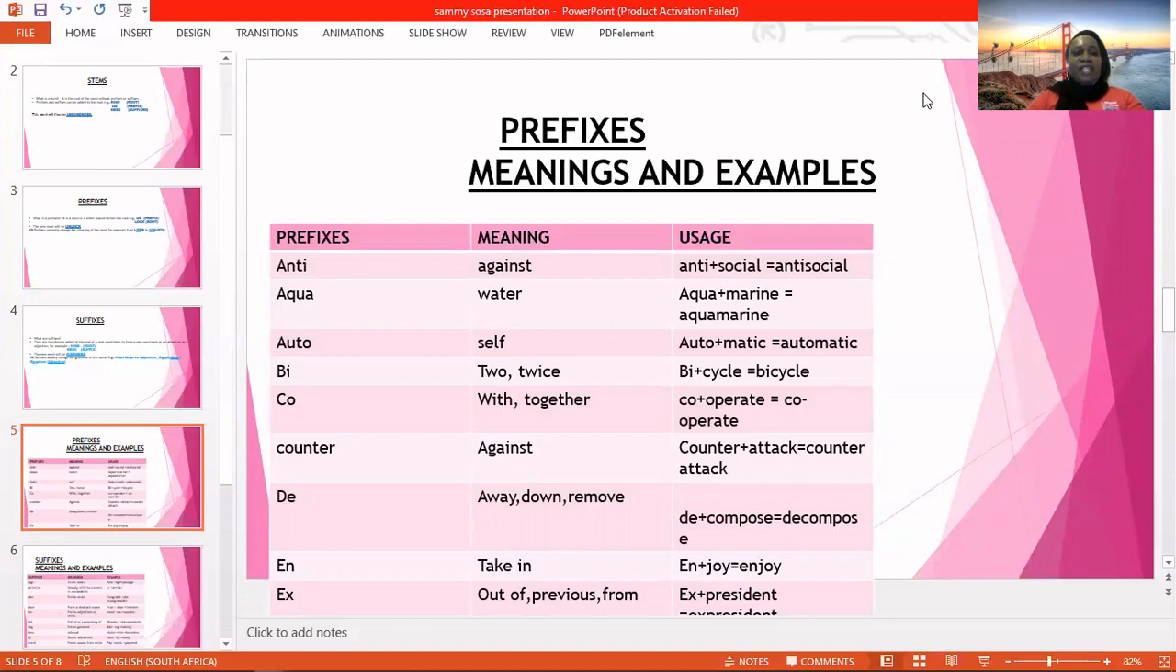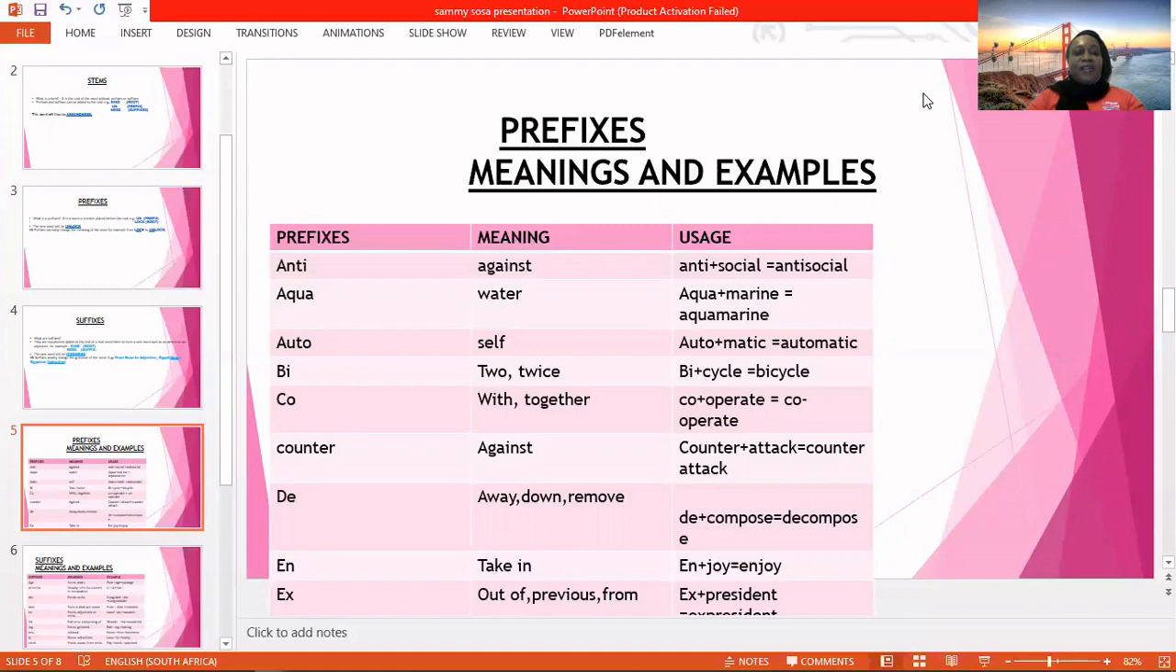Then we have the prefix aqua. Aqua means water. So when we put aqua plus marine comes the new word aquamarine. And just like we did above, think of other examples. Write them down. But bearing in mind that the prefix aqua means water. Then we come to the next one, auto. Auto means self.